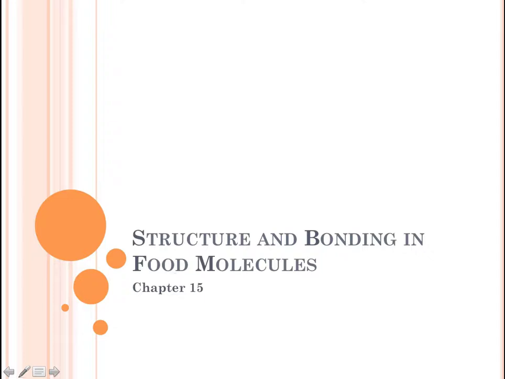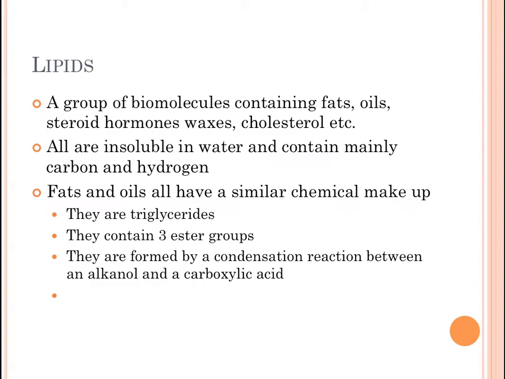Unit 4 Chemistry, Chapter 15, looking now at structure and bonding in food molecules. So there are a range of different types of food molecules we're going to look at. These are biological molecules, so they are organic chemicals. Some of them can be quite large and complex, some of them are very simple. Okay. The first is the lipids.